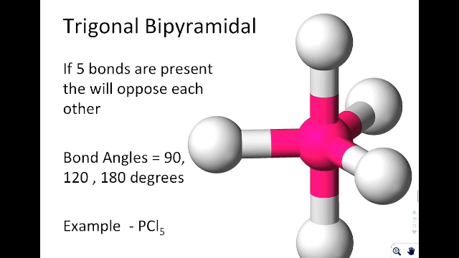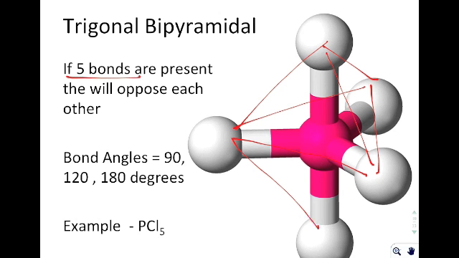Next is trigonal bipyramidal, and that's when you have 5 things that are present. And so it takes this kind of shape right here. It's called trigonal bipyramidal because once again you see the trigonal planar structure, but then you have one pyramid as it goes up, and then you have another pyramid as it goes down. And so you see you have 2 different pyramids, and so that's why it's called trigonal bipyramidal.